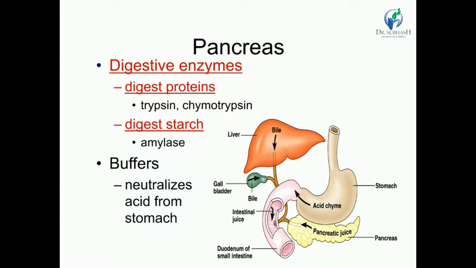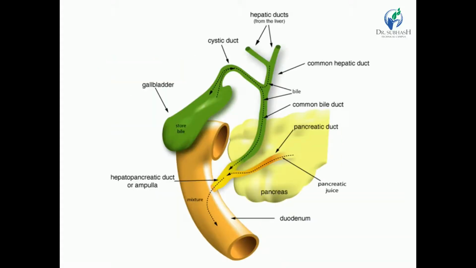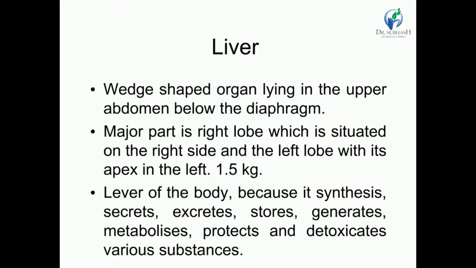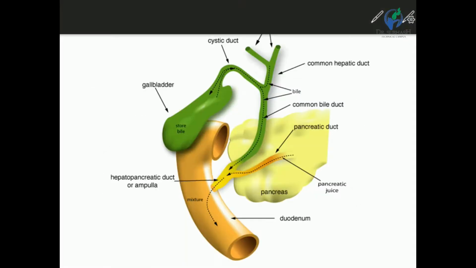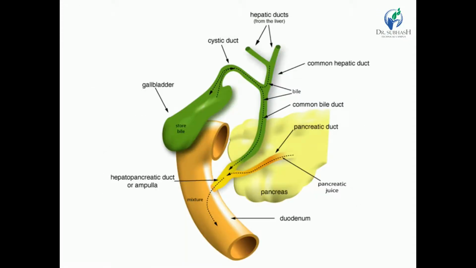pancreas. While considering the endocrine part, it consists of the islets of Langerhans, and as we know, those islets of Langerhans are situated in the pancreas, which consists of alpha and beta cells.